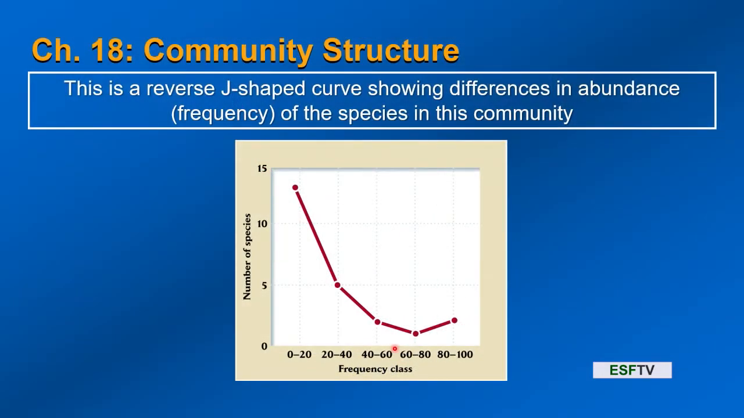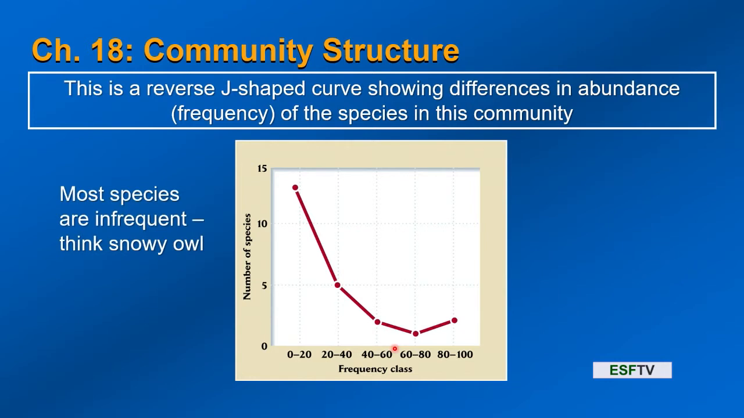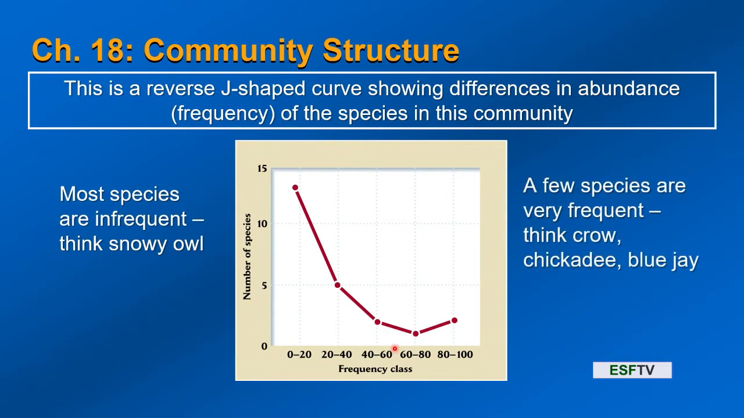And let's see, soil microorganisms, various collembola, for instance. Some of the collembola might be really abundant, whereas others are quite rare. So same reverse J-shaped curve across the board. And in words on the slide, most species are infrequent. And I write, think snowy owl. A few species are very frequent. Think crow, chickadee, blue jay.